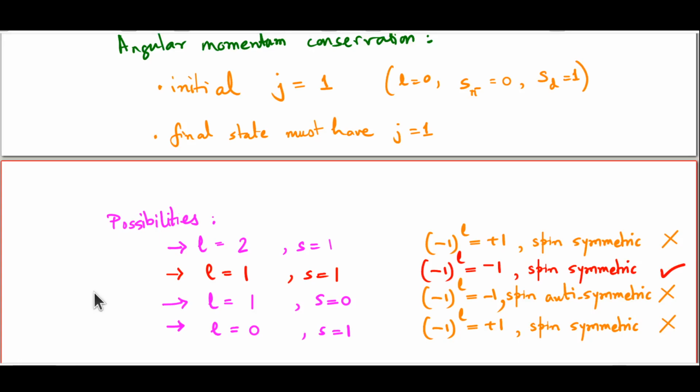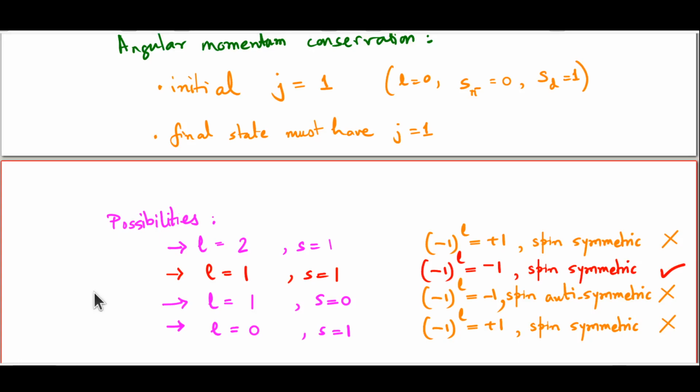L equals 0, S equals 1 is ruled out. Again for a similar reason, here (-1)^L is +1 and S equals 1 once again is spin symmetric. So you cannot have L equals 0, S equals 1. This would have led to a symmetric wave function under particle interchange. The only possibility which remains is L equals 1, S equals 1. Here (-1)^L is -1 and S equals 1 is spin symmetric, and therefore the overall wave function is antisymmetric under particle interchange.